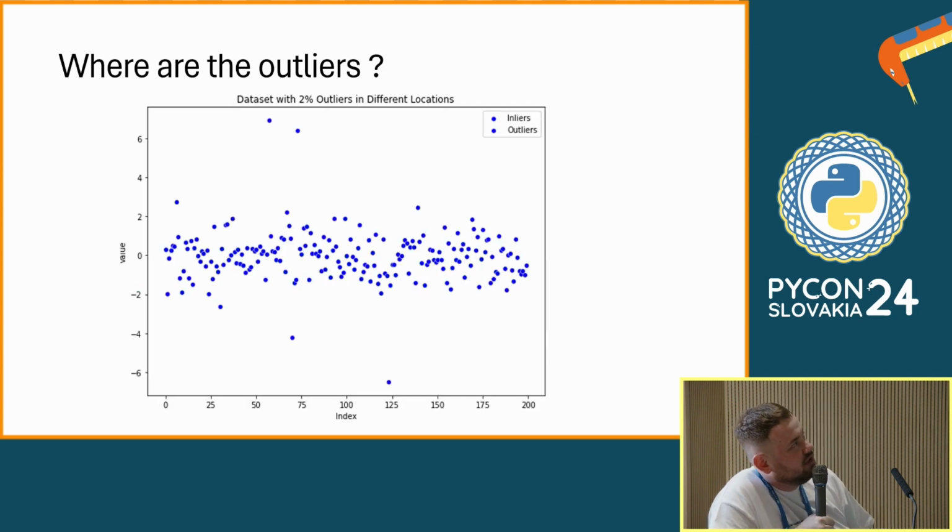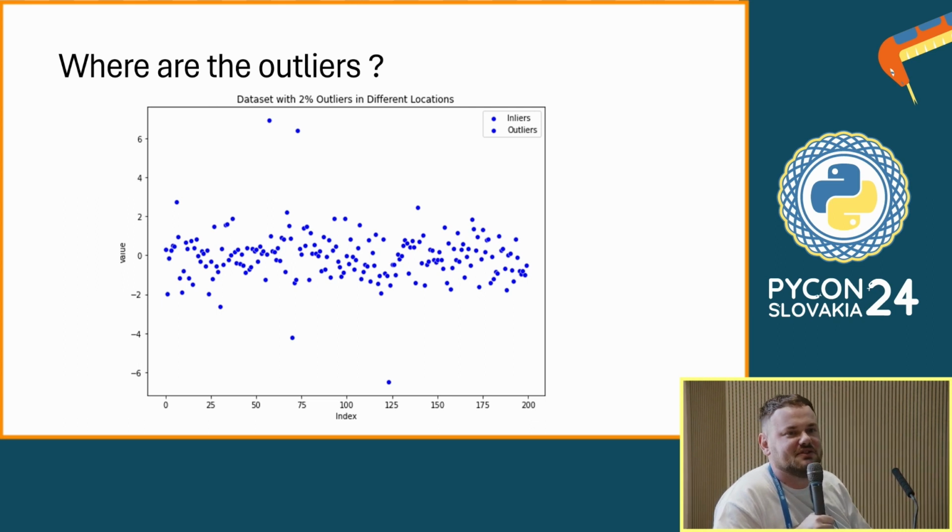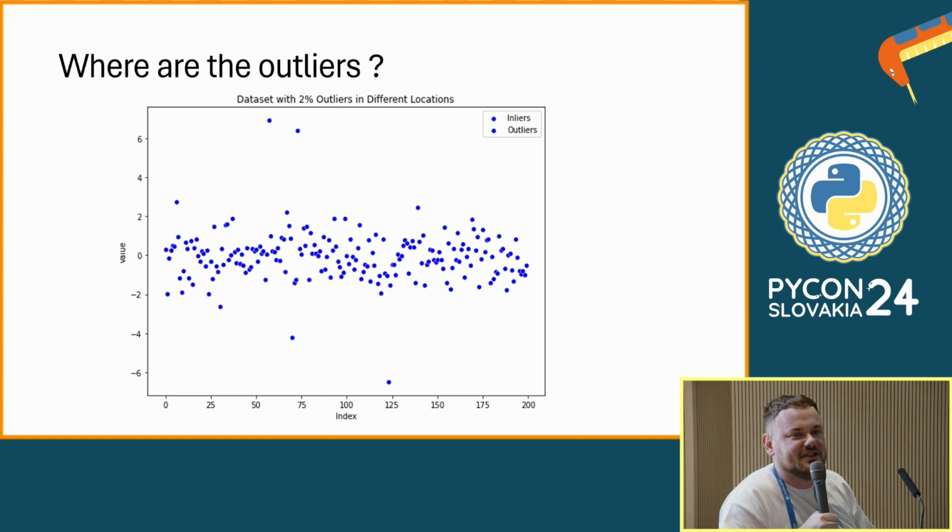For this, I want you to look at the outliers on this image, and can someone tell me how many outlier points here are global? It's enough if you raise your fingers. Yes, thank you.